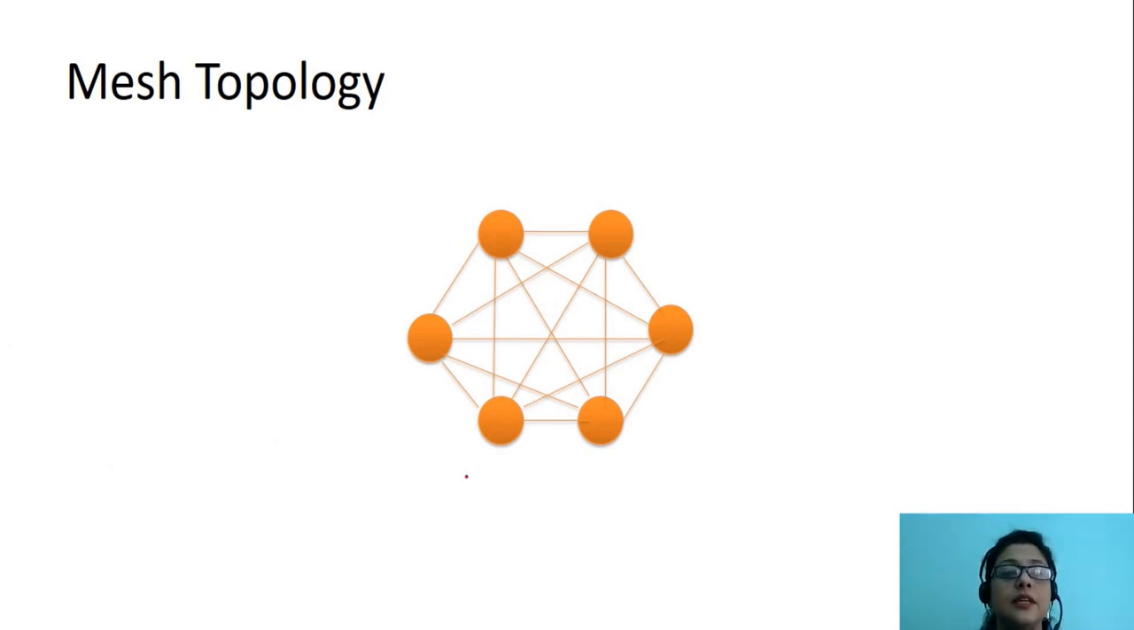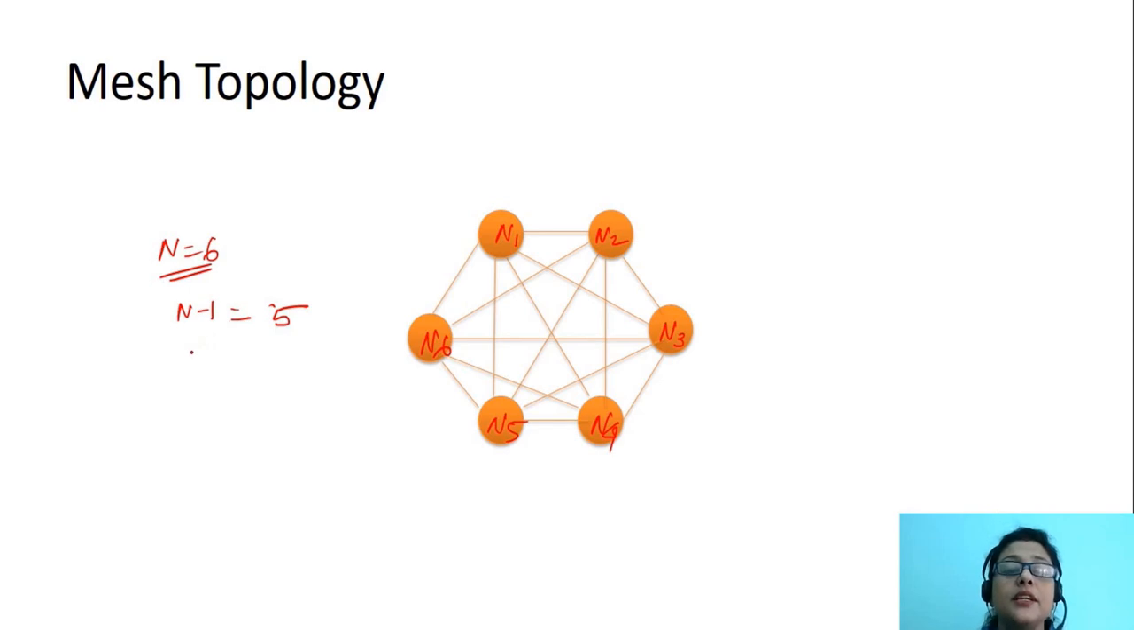Here in this figure, we can see that a mesh topology means the nodes are connected to each other. Here we have 6 nodes, N1, N2, N3, N4, N5, and N6. So 6 nodes are connected to each other and each node is connected to all other nodes. So here, N is equal to 6, that means the number of nodes is 6. So how many ports are required per node? It is N minus 1, so it is equal to 5.